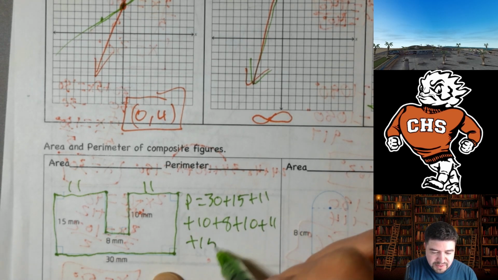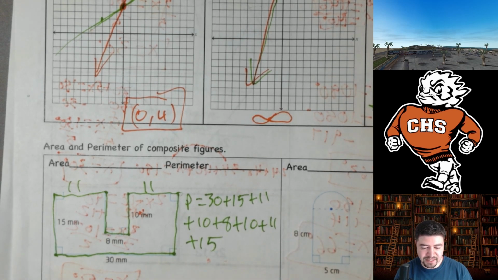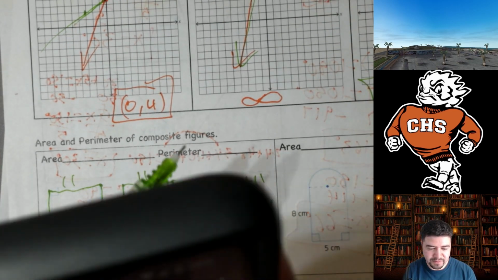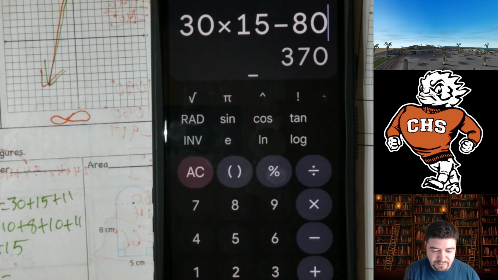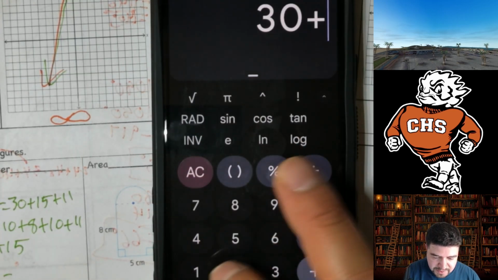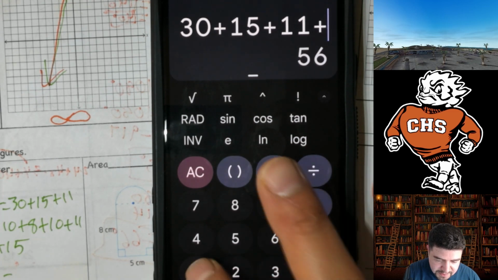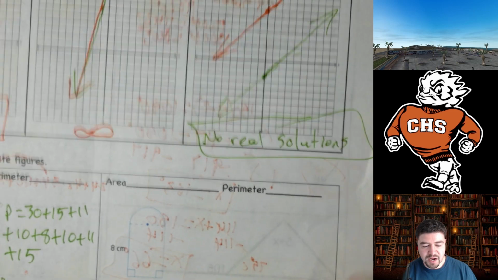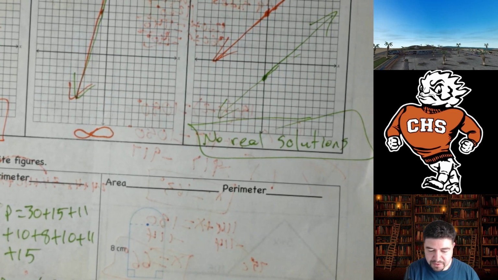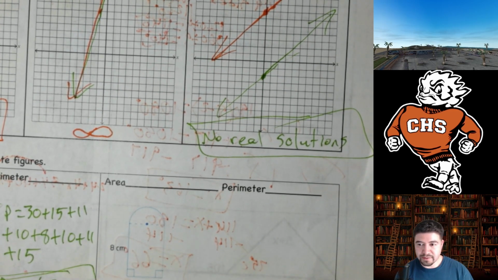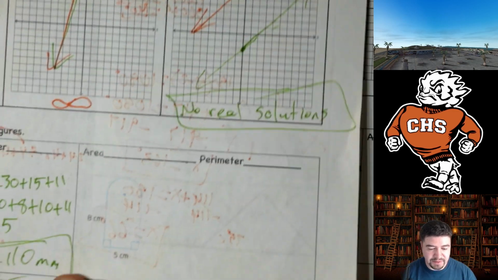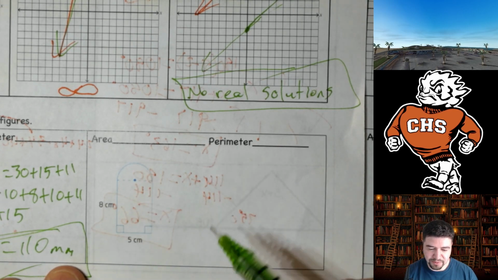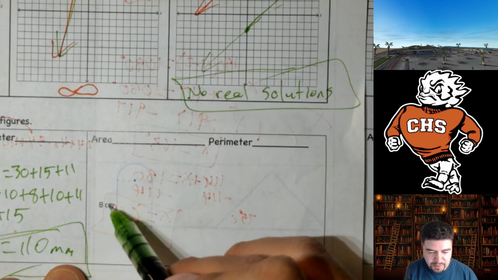another 11 plus finally the last 15 to get our perimeter, which is, God, I don't know. Hold on. Okay. 30 plus 15 plus 11 plus 10 plus 8 plus 10 plus 11 plus 15. That's 110 millimeters. Okay. So let's finally move on to the half circle and rectangle shape.